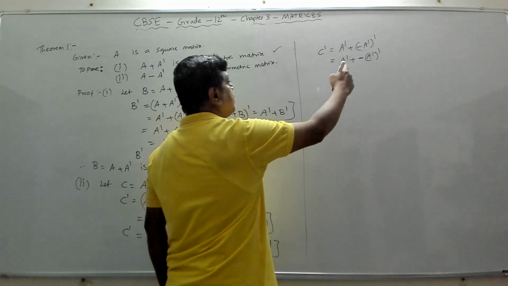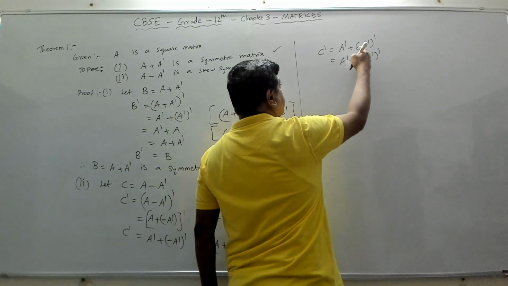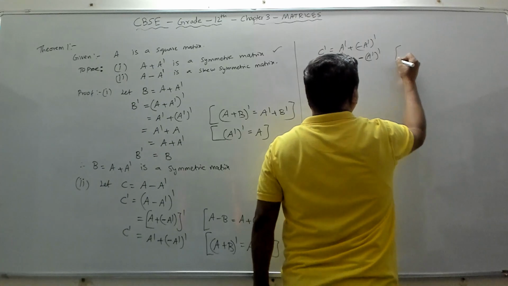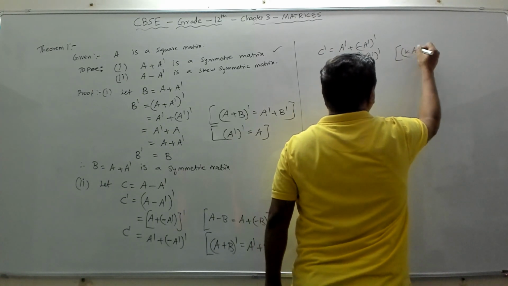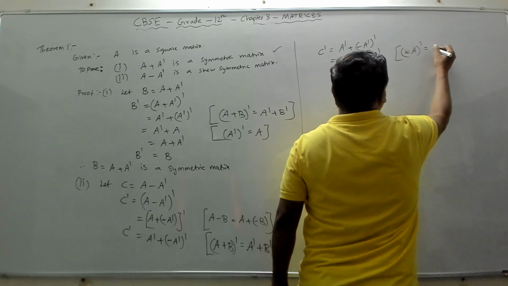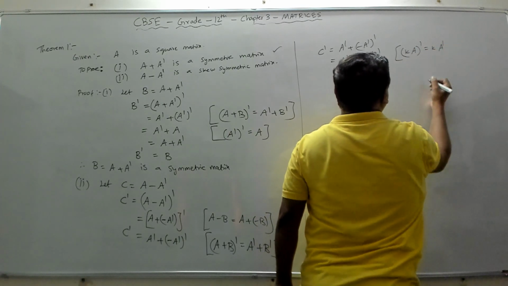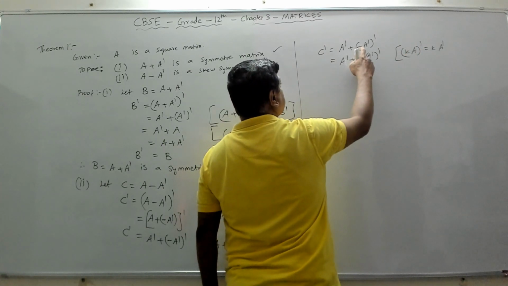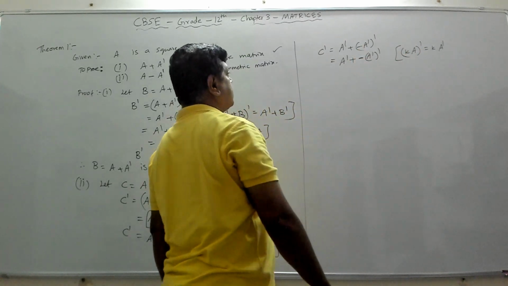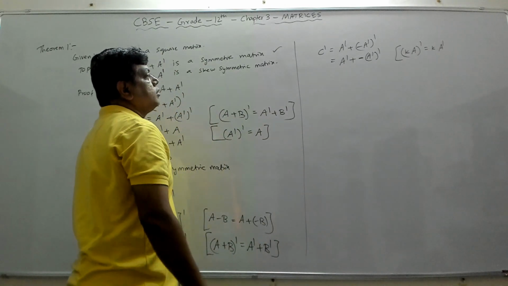Because this minus is minus 1. This minus can be taken out of the transpose because of the property that (K A) whole transpose is equal to K into A transpose. So you can take the constant out of the transpose. I am taking the constant minus out of that transpose.